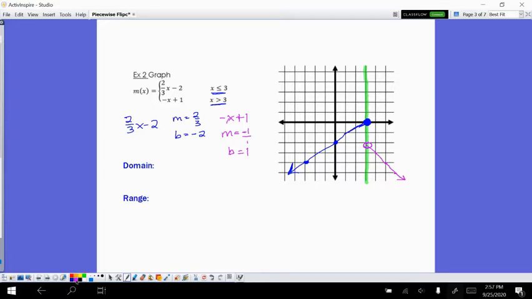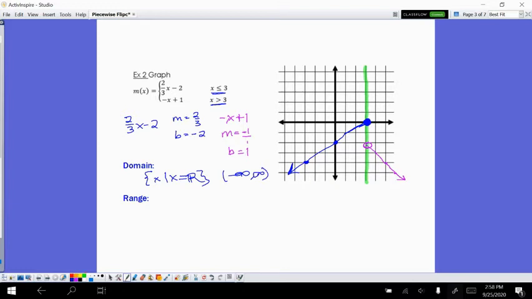Once we've graphed that, we want to state the domain, which is looking left and right along the graph. And of course, we can see that this graph goes to negative and positive infinity. So we could either say x is all reals, or negative infinity to positive infinity.